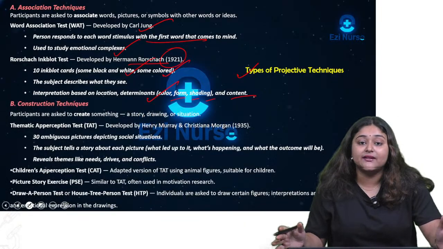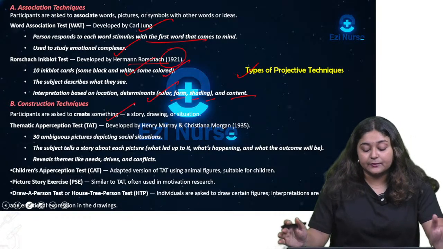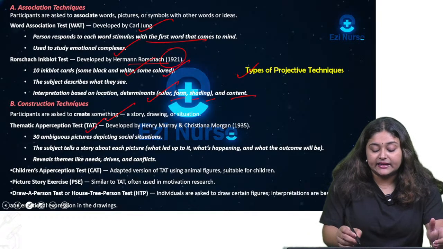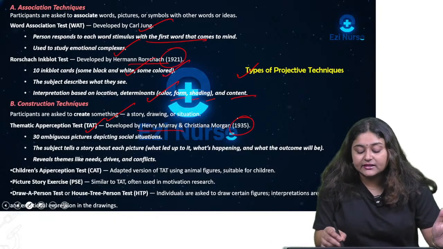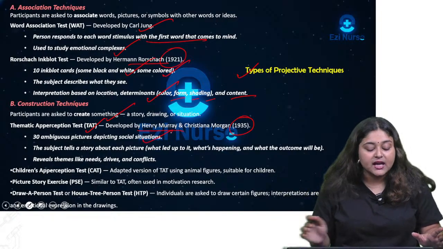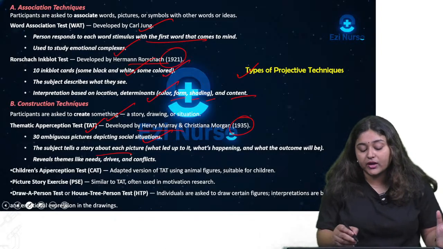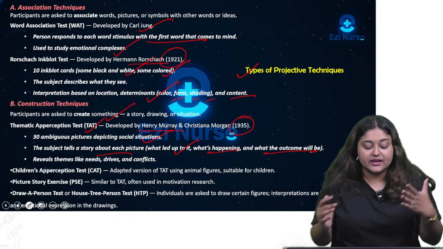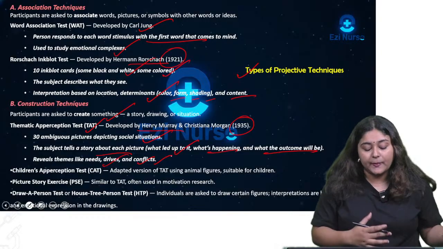Now come to the constructive technique. Okay, so in this, participants are asked to create an image, like a story, drawing or situation. So the Thematic Apperception Test, or TAT, was developed by Henry Murray and Christiana Morgan in the year 1935. So there are 30 ambiguous pictures depicting social situations, and the subject tells a story about each picture: what led up to it, what's happening and what the outcome will be. This test reveals themes like needs, drives as well as conflicts, what is happening inside of that particular person.